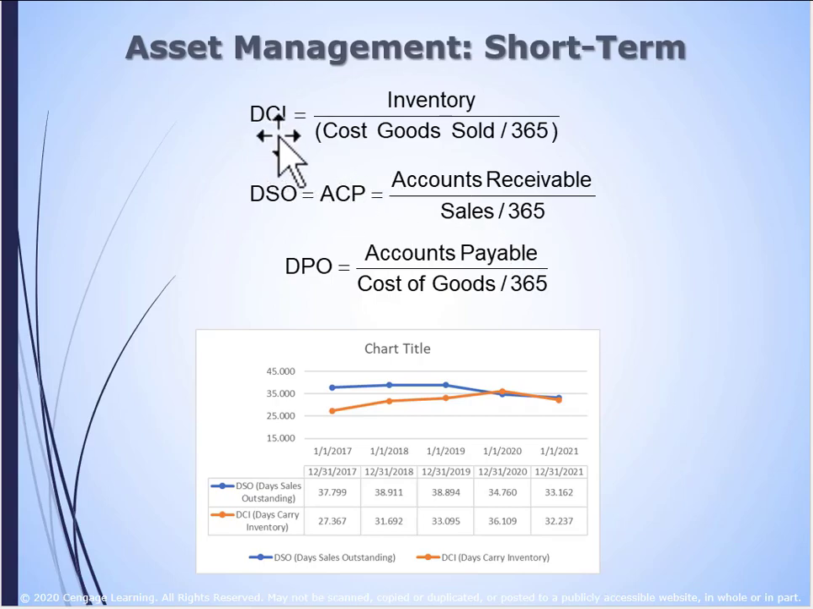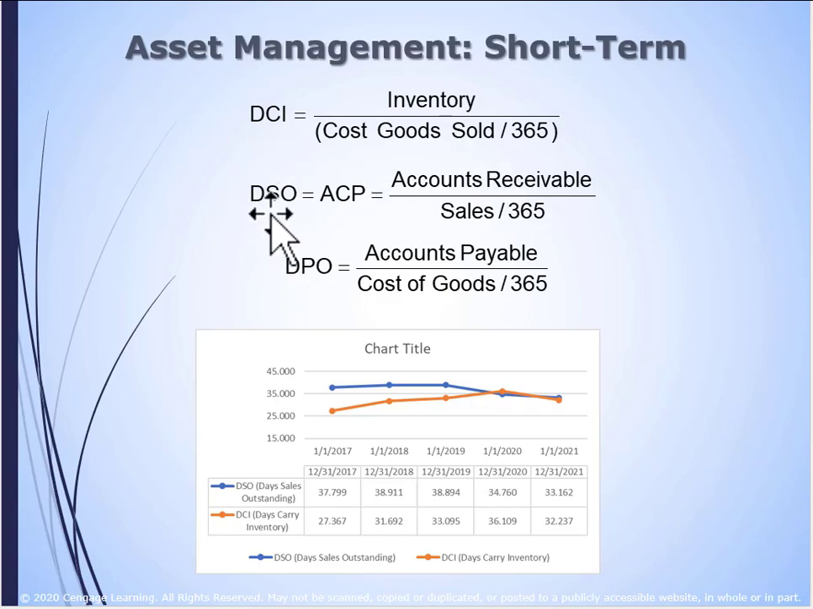So DCI is days carry inventory. On average, how many days does inventory sit on the shelf? And of course, we would want this to be a little bit lower than higher because it reflects sales. But a higher number also reflects a large amount of inventory. So again, if we think there's issues, we need to investigate.